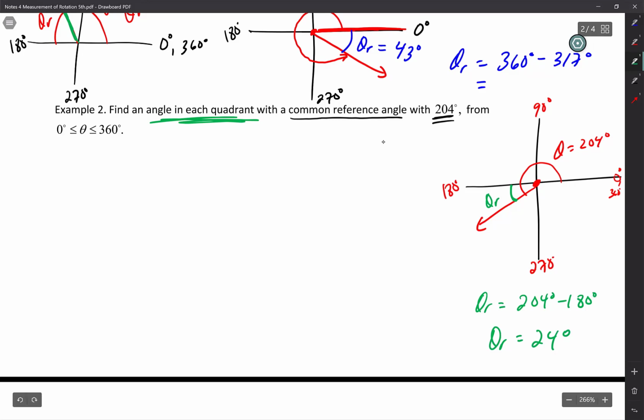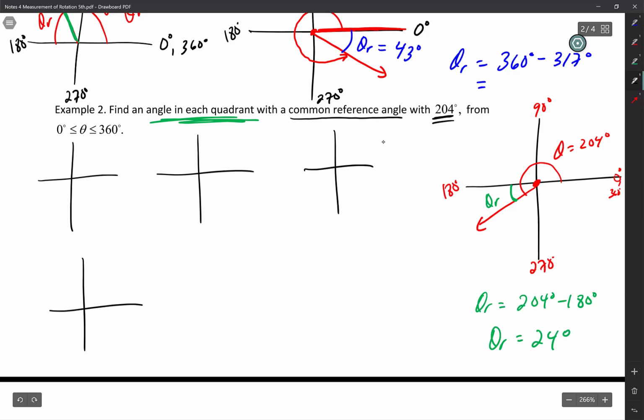So here's how it looks in each quadrant. I'm going to draw all of them. 1, 2, 3, 4. All right, in quadrant 1, if I want the reference angle to be 24 degrees, it's going to look like this. Theta R is 24, and so is theta, 24 degrees. So in quadrant 1, Q1, the angle that they want is 24 degrees.